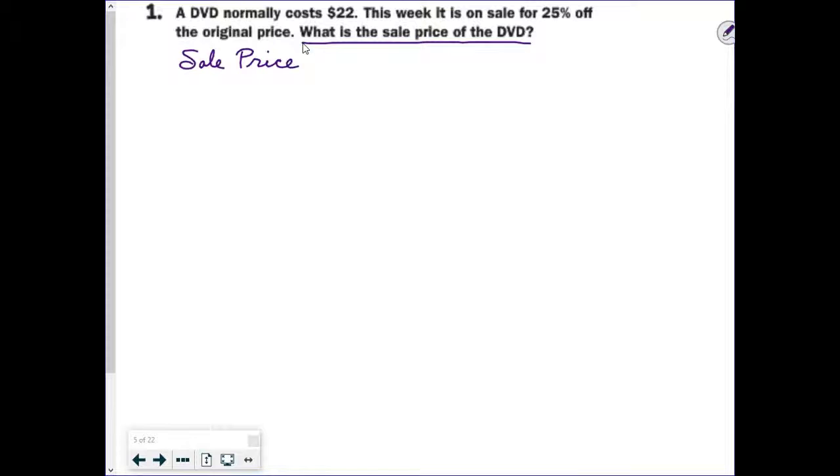The sale price percent is going to be a percent that's equal to 100% minus the percent of discount. So it says it is on sale for 25% off. So we're not going to be paying 100% of the price. We're going to be paying 100% of the price minus 25%, which means we're only going to pay for 75% of the cost of the DVD.